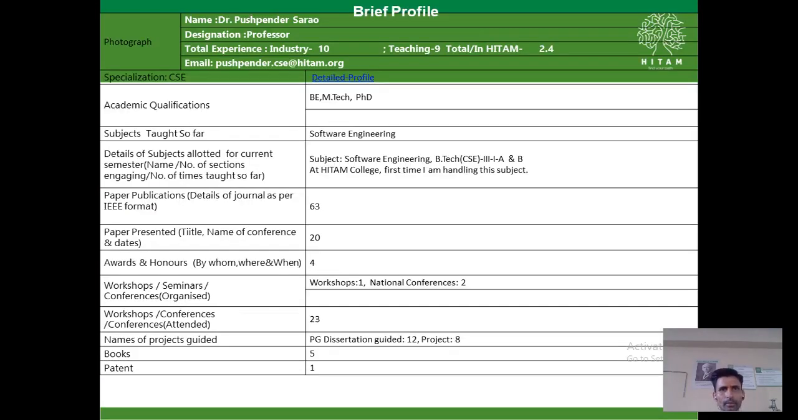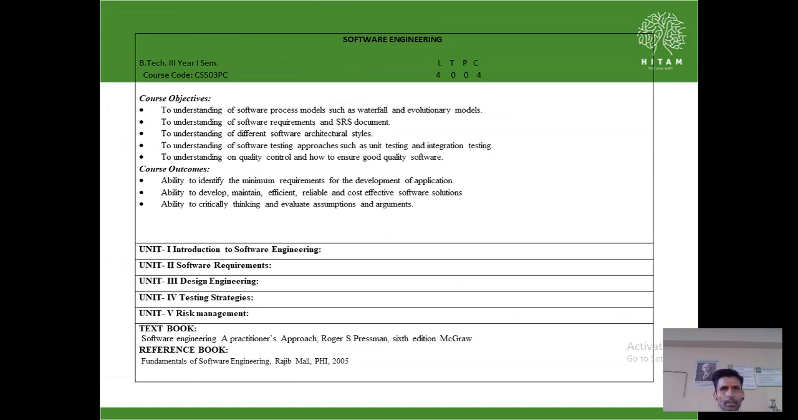I am BA, MTech and PhD. These are the software engineering subjects: Unit 1 Introduction to Software Engineering, Unit 2 Software Requirements, Unit 3 Designing Engineering, Unit 4 will cover testing, and the last unit will cover risk management.